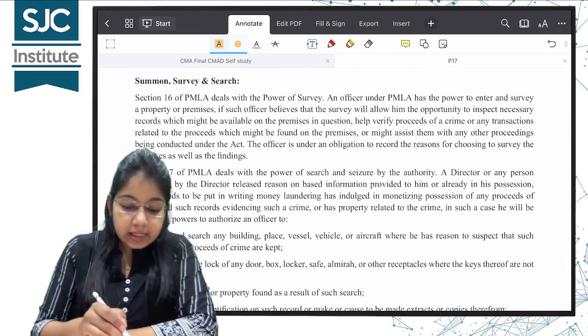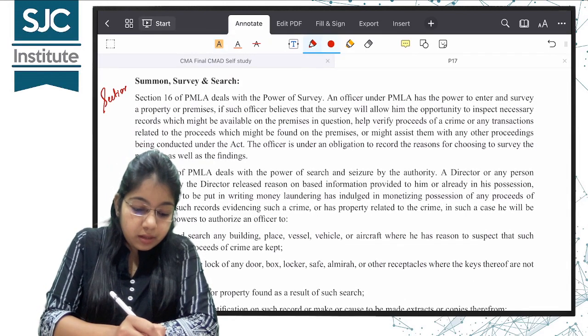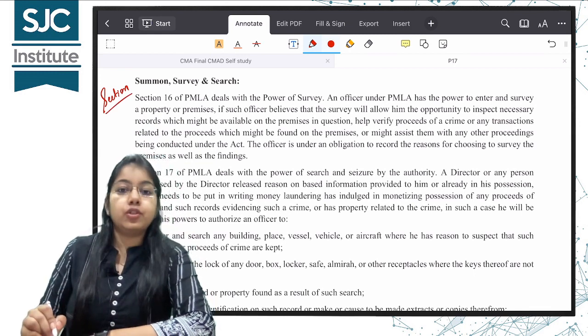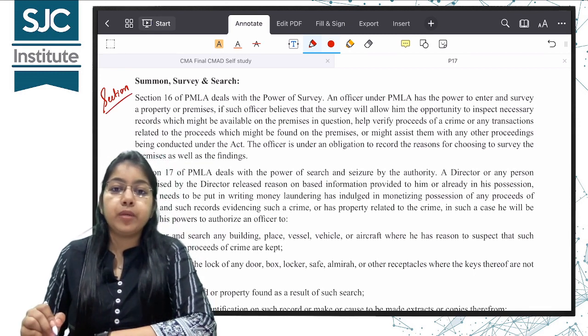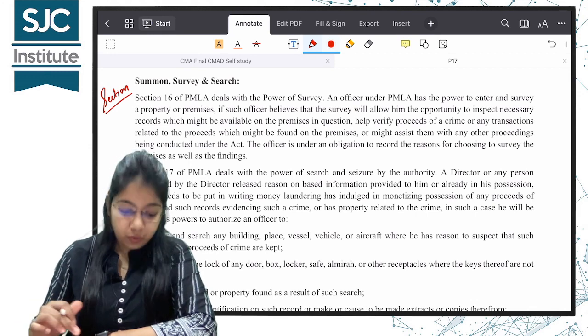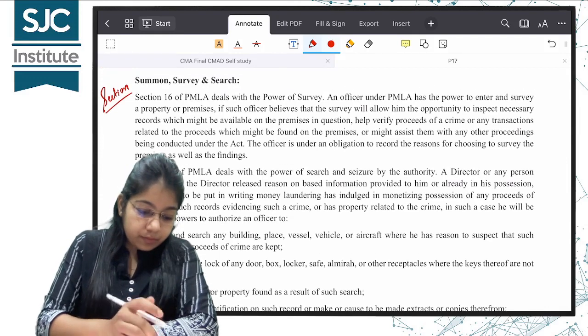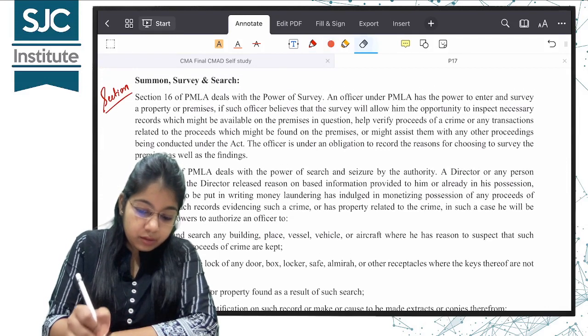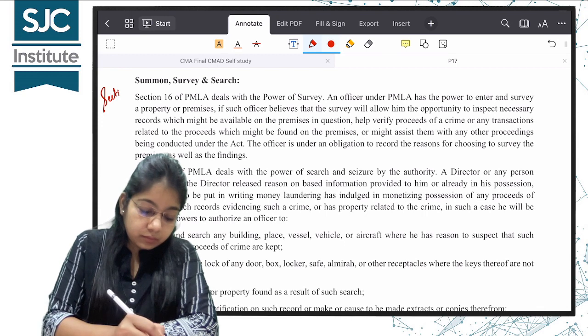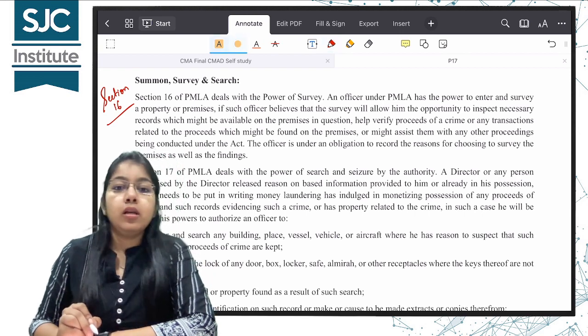Next is section 16 of the PMLA, which is related to summon, survey and search. Section 16 is related to basically your power of survey, and section 17 is related to search and seizure. This is section number 16, power of survey, and section 17 is power of search and seizure.